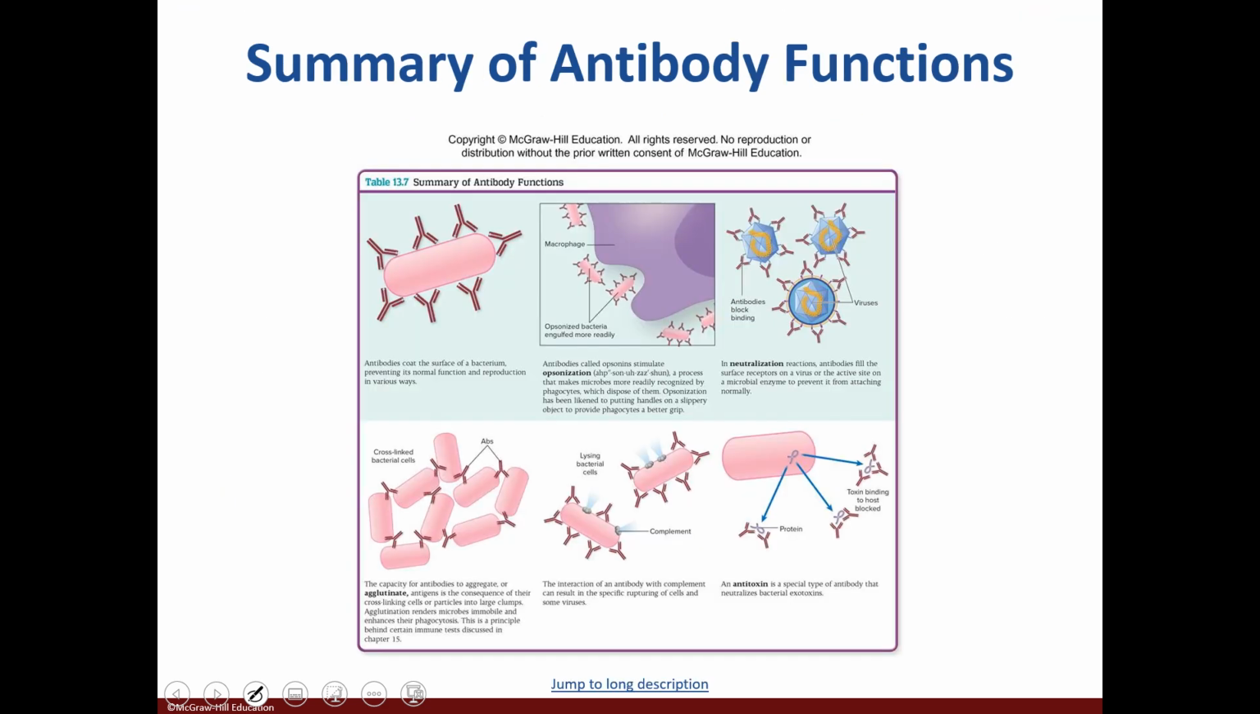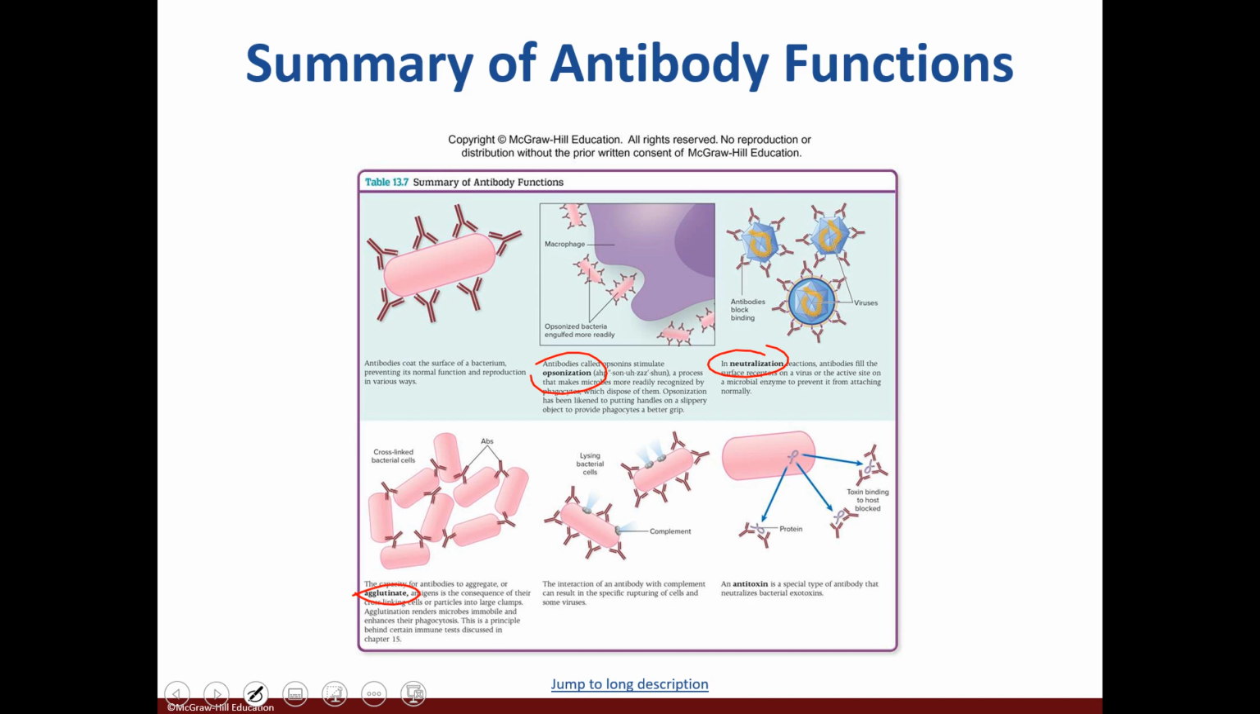There are several ways that an antibody functions. By binding to the surface of a microbe, an antibody can stimulate opsonization, which enhances phagocytosis. Remember how we talked about how capsules cause phagocytes to not get a grip on the bacteria? This basically puts handles on the microbe for the phagocyte to latch onto. Antibodies can also neutralize pathogens by preventing them from attaching. They can also cause agglutination, which makes the microbe worthless and can enhance phagocytosis.